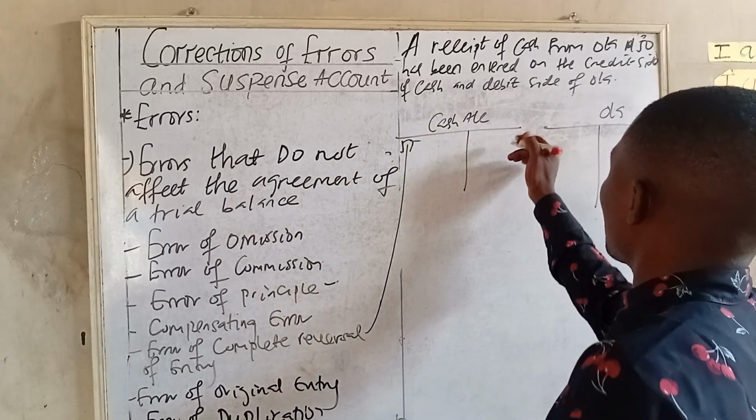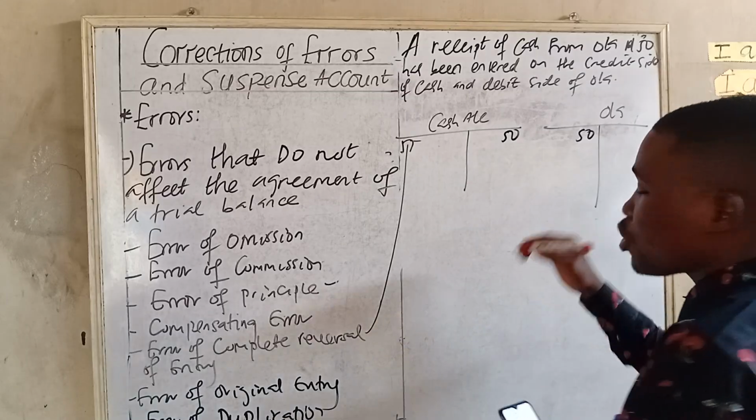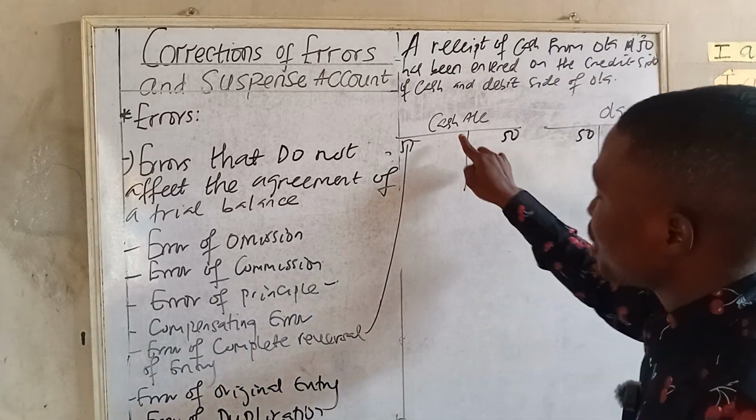So when you go and credit, with how much? With 15 naira. We debit this one with 15 naira. But normally we are supposed to credit Ola with 15 naira. They will not debit cash with 15 naira.